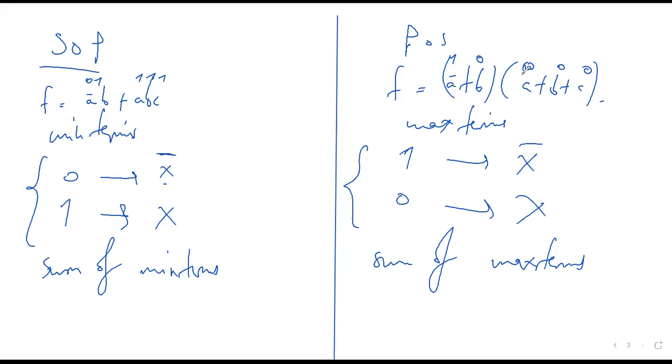Each OR combination of max terms is a max term. So this combination of ANDs, A bar and B, is a min term. We have another combination of ANDs here, A and B and C. We have another min term here. We have 2 min terms, so it means here we also have 2 max terms.